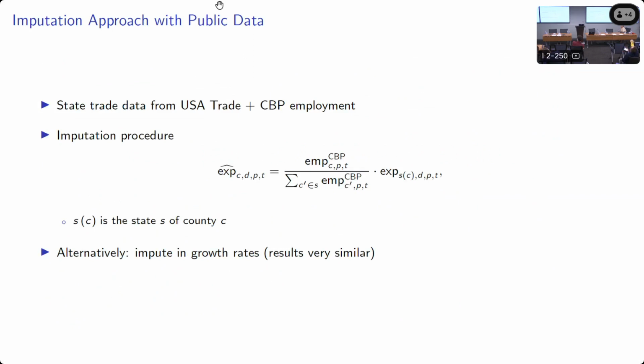Okay, so here's the imputation with publicly available data. We take the standard state level trade data, we strip it of agriculture and mining, so it lines up with our data, and we impute county level exports using the share of employment in that county in that particular industry. For a particular product, we can do it in levels or growth rates. The results are basically the same.